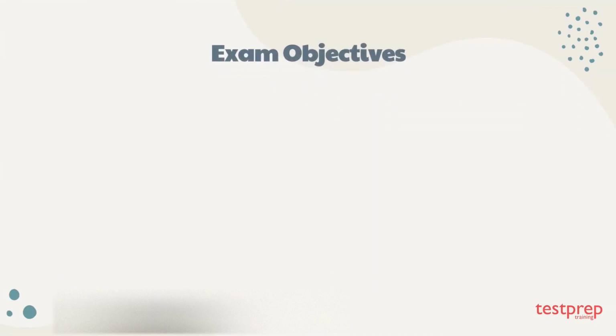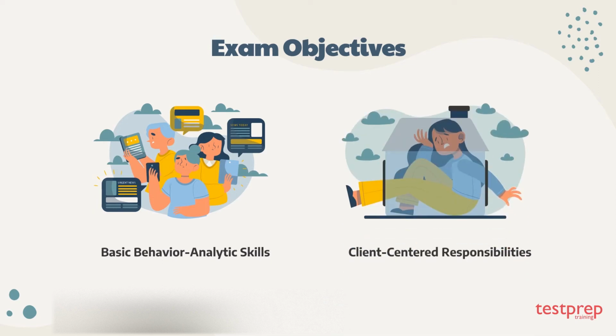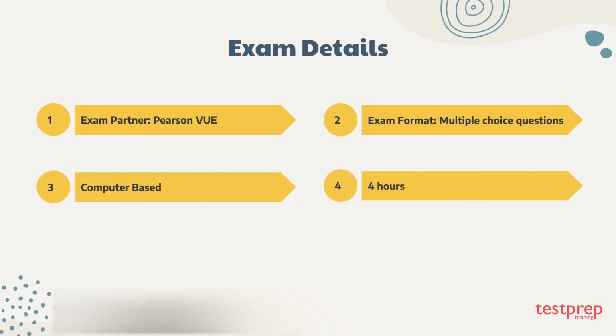Exam objectives: 1. Basic behavior analytic skills. 2. Client-centered responsibilities. The Board Certified Assistant Behavior Analyst examination's exam partner is Pearson VUE. It consists of multiple choice questions. This is a computer-based exam with a total time duration of 4 hours, and the number of questions asked is 140.